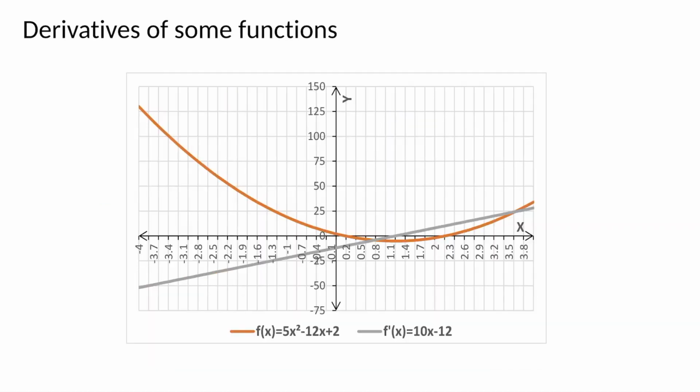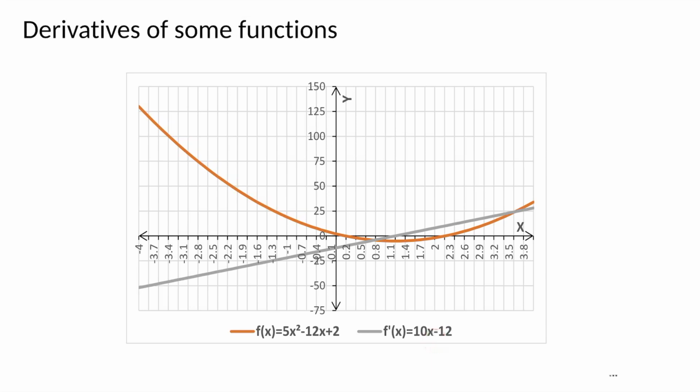Okay, this is another function, slightly more complicated, but we can apply the same formula that we have learnt earlier. We can take the derivative of each of these terms and then add them up and get the total derivative here. And you can see this on the graph. The orange curve is the curve for the function, and the gray curve, which here happens to be a straight line, is the curve for the derivative.